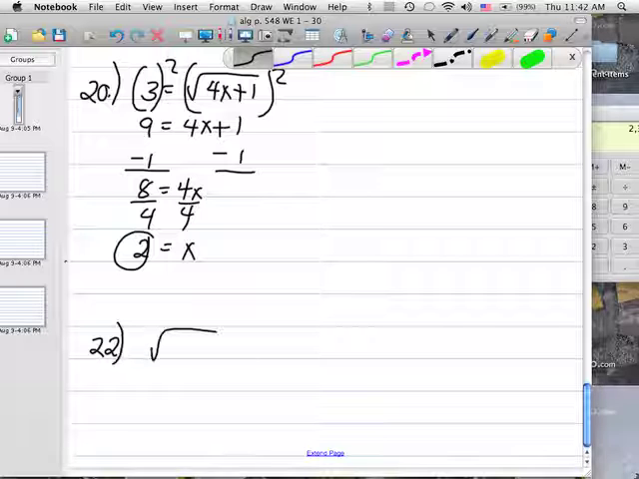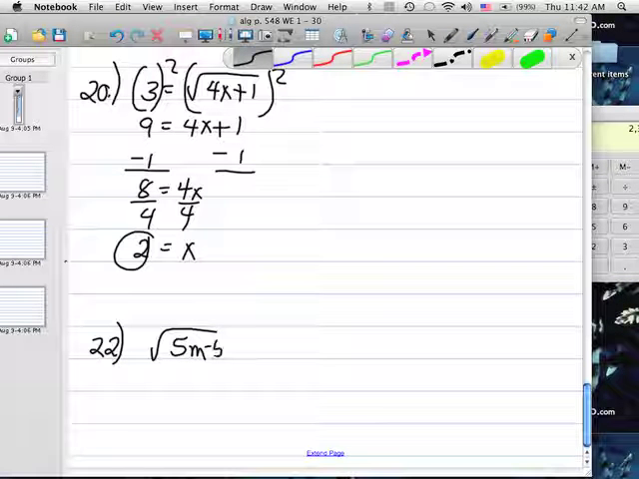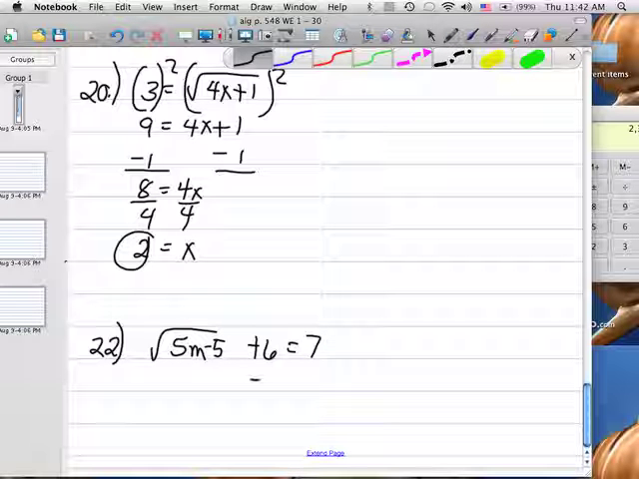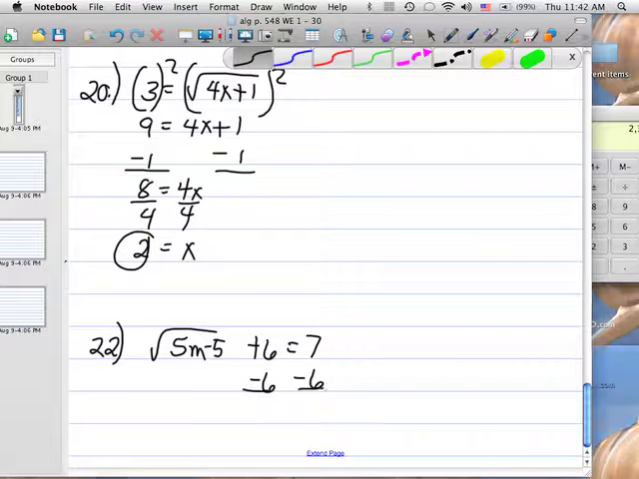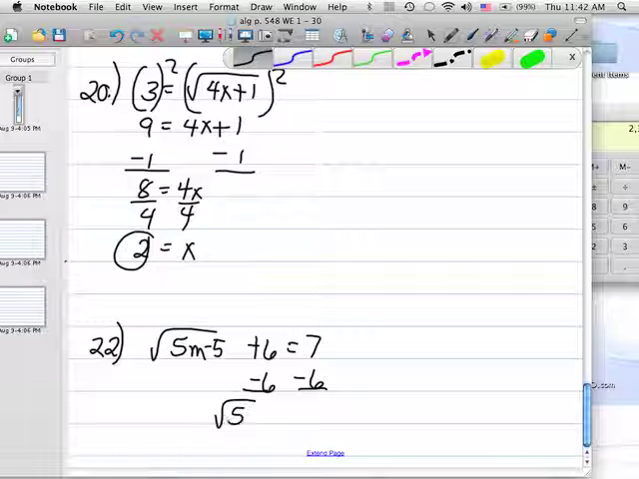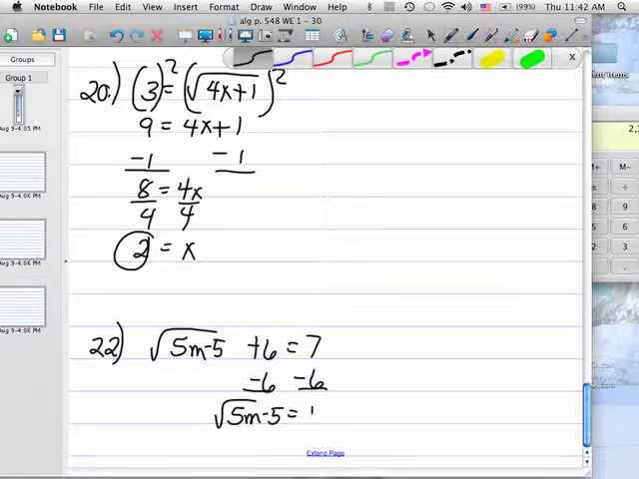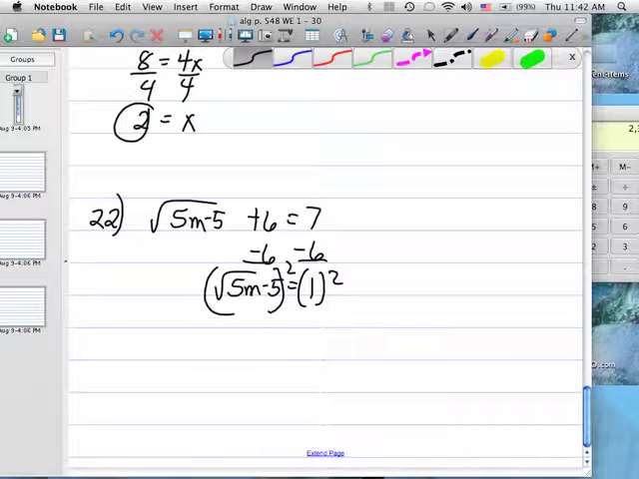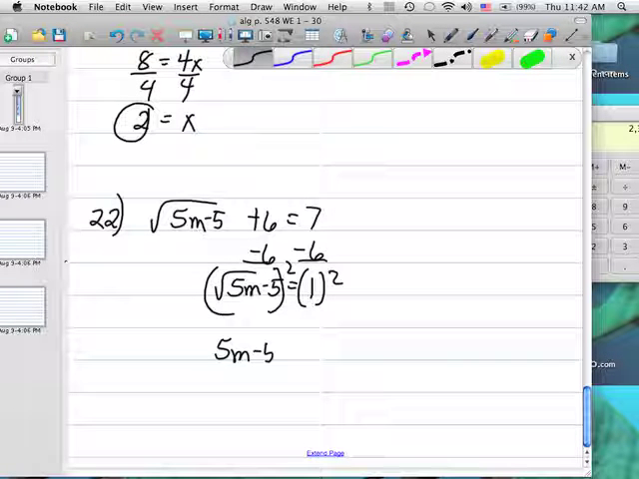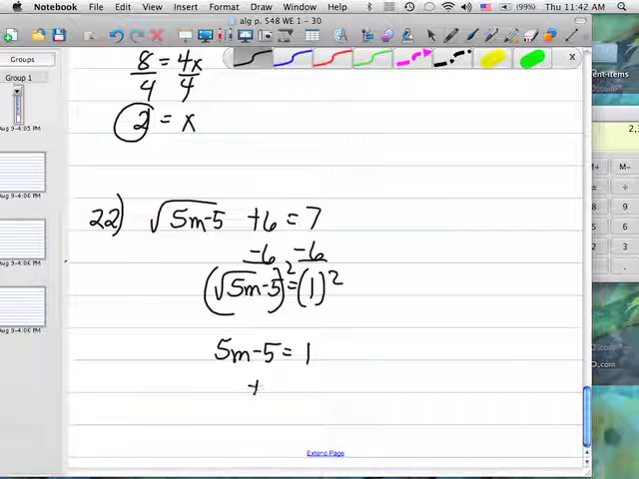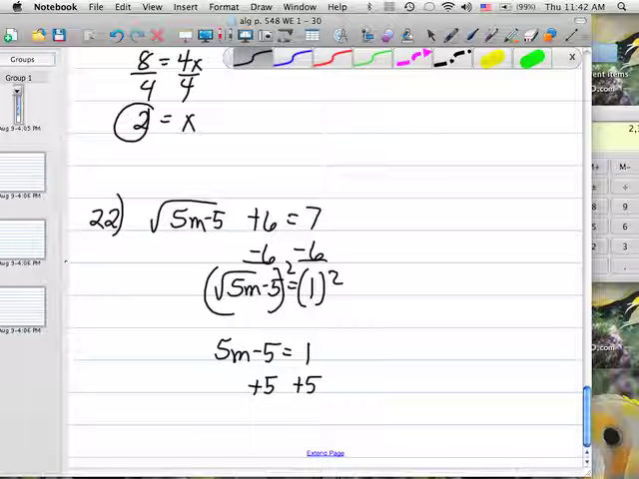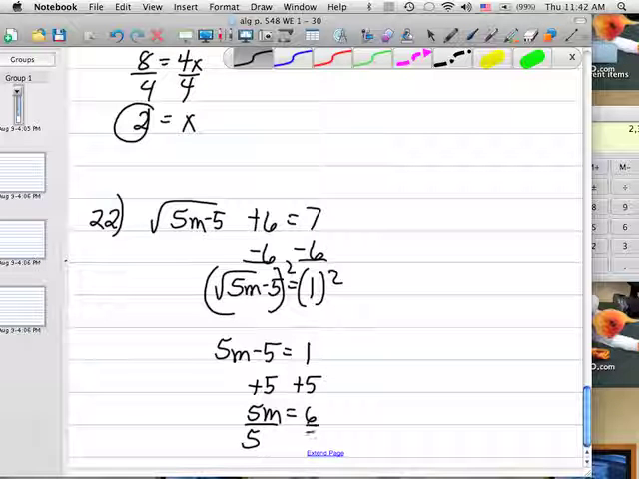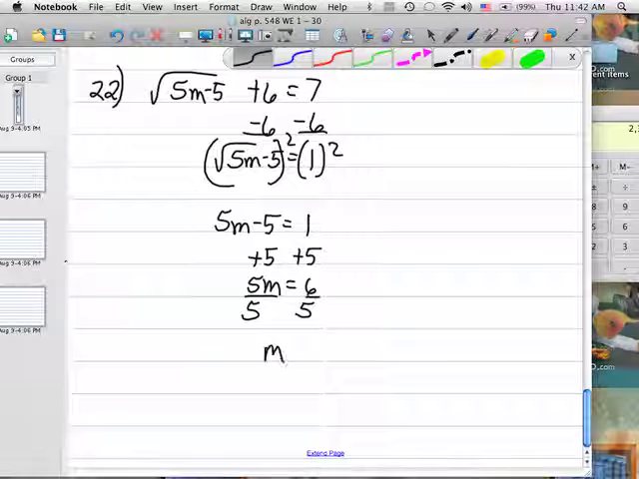22, we have the square root of 5m minus 5 plus 6 equals 7. First, isolate the radical, so we need to subtract the 6. So we get 5m minus 5 under the radical equals 1. Square both sides to get rid of the radical. So we have 5m minus 5 equals 1. Solving for m, add 5 to both sides. We get 5m equals 6. Divide by 5. And our answer is 6/5.